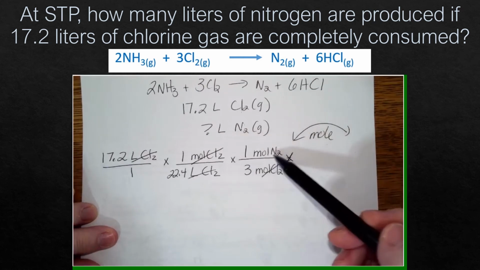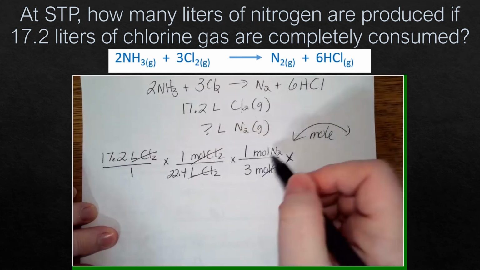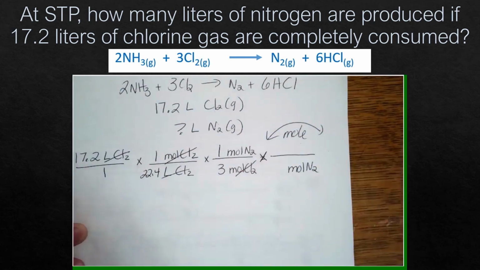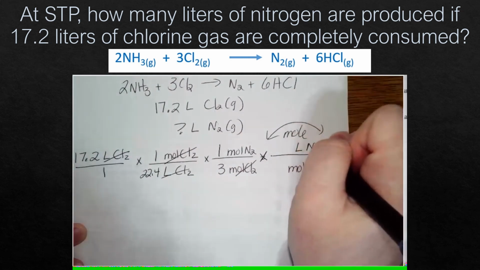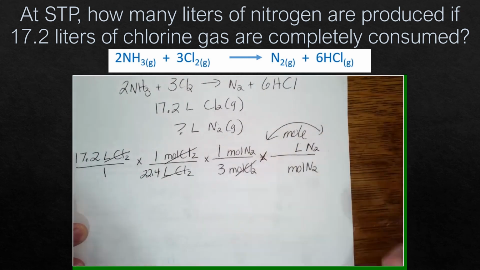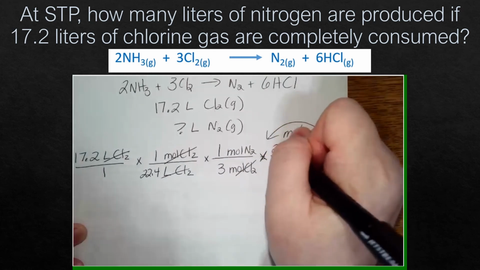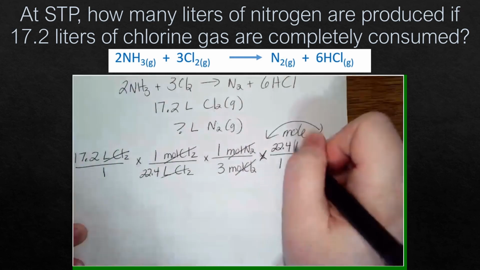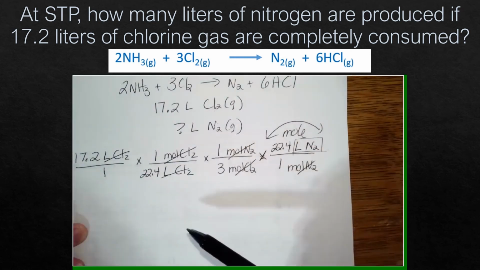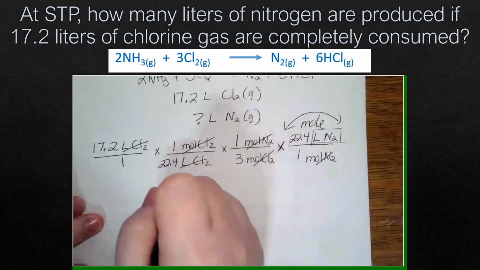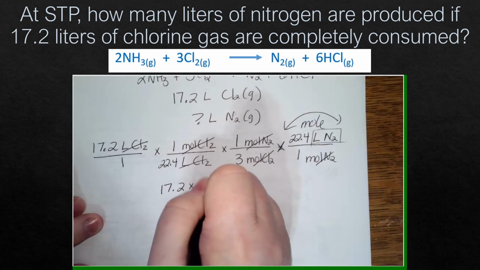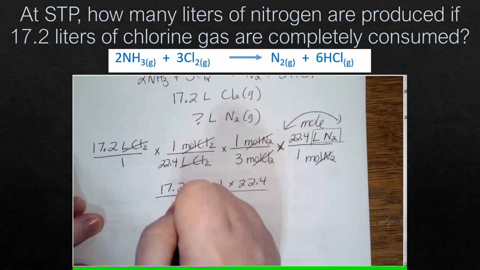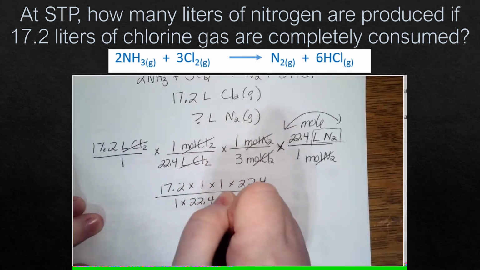Was I finding moles of N2? Nope, liters of N2. So what do I want to get rid of? Moles of N2, throw it in the basement, and I want to get liters of N2. How do I do that? Use that conversion factor again. But remember, the 22.4 goes with the liters. Okay? Now I cancel this out. I'm left with liters of N2. Is that what I wanted? Sure is. So how do I solve this? 17.2 times 1 times 1 times 22.4, divided by 1 times 22.4 times 3 times 1.